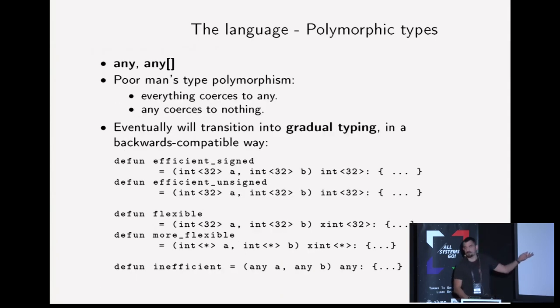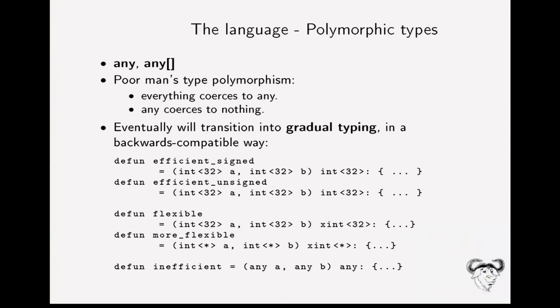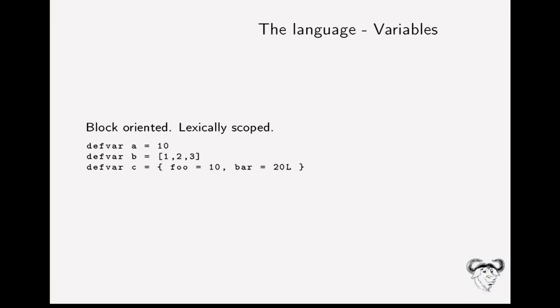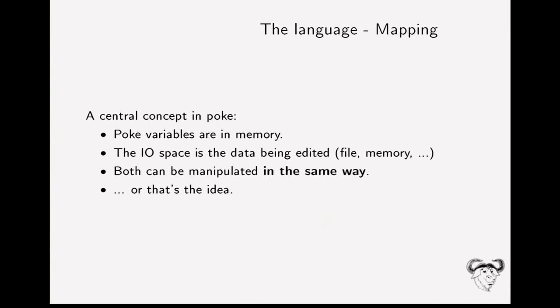Okay, POC supports polymorphic types, so you can write generic code. It is lexically scoped, you have variables and whatnot. And then mapping. And this, it's worth it to spend time on this. So I map this, I map that. Okay. In POC, you have variables, like def bar A, for example.